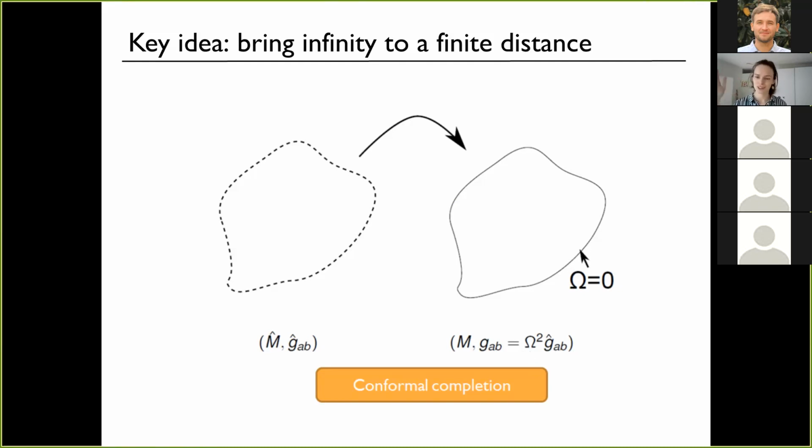If omega is 1 over r, then that's the case. And now that is quite nice, because now at omega to 0, nothing special happens.